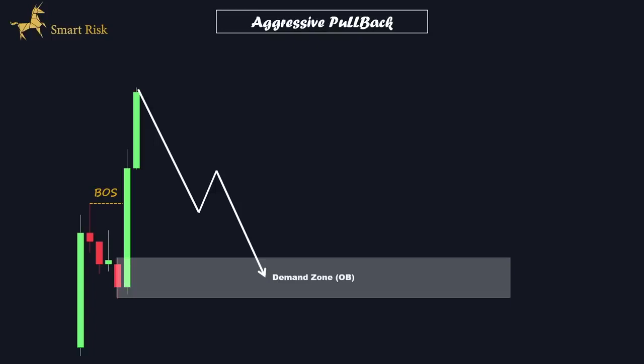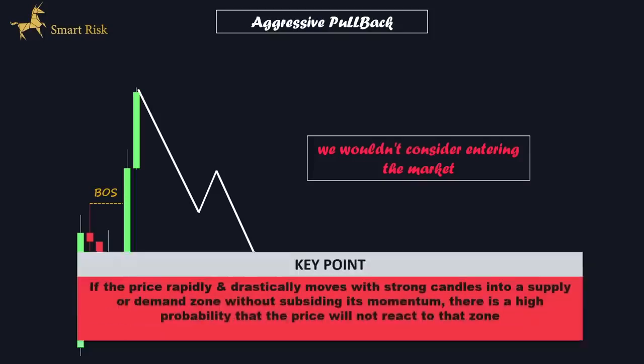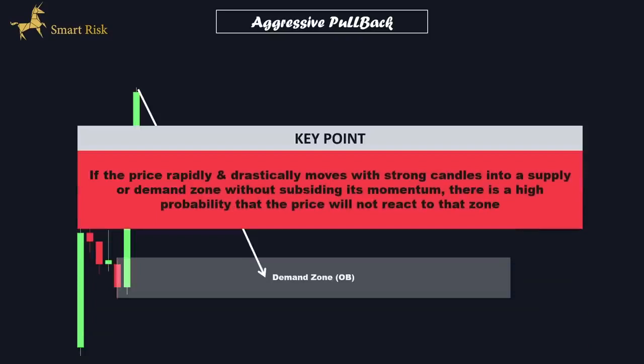In this scenario, we wouldn't consider entering the market by opening any position, even with the emergence of confirmation patterns, like the change of character or flip patterns in the lower time frame. The rationale behind this is that if the price rapidly and drastically moves with strong candles into a supply or demand zone without subsiding its momentum, there is a high probability that the price will not react to that zone.